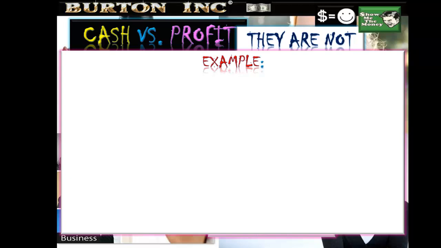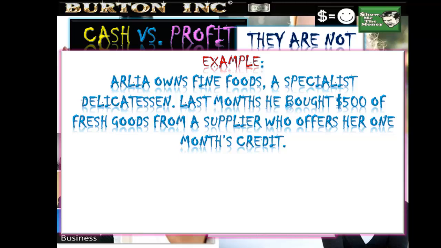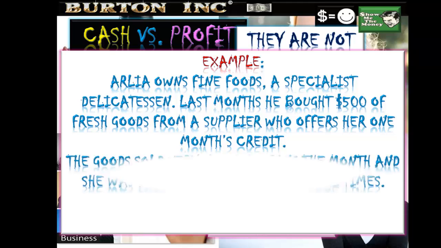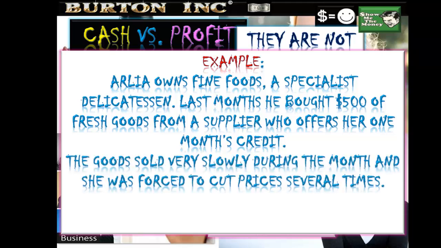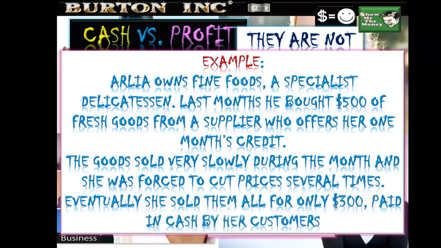A quick example to run you through the difference between cash and profit. Alia owns a fine foods store, a specialist delicatessen. In the last month, she bought $500 of fresh goods from a supplier who offered her 1 month's credit. She hasn't had to front up with that $500. During the course of this month, the goods have been selling, but slowly, and she was forced to cut her prices several times. In the end, from that $500 of fresh goods, she was only able to sell them all for $300. $300 paid in cash by her customers.